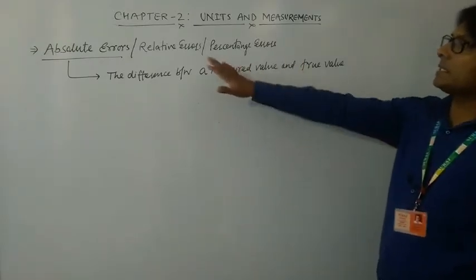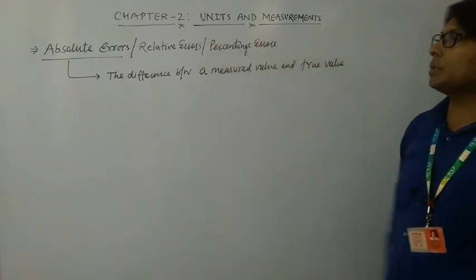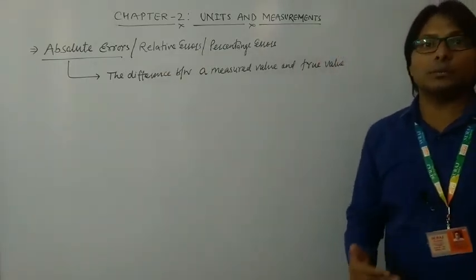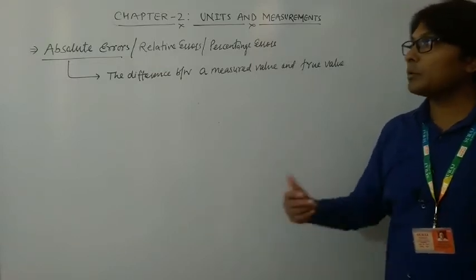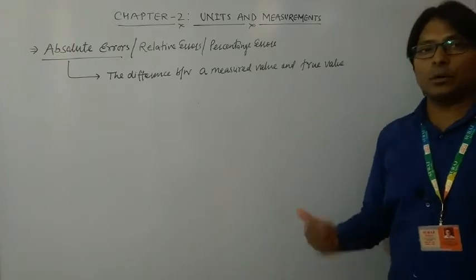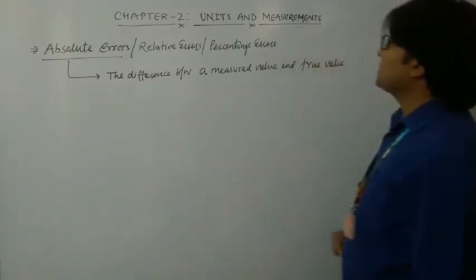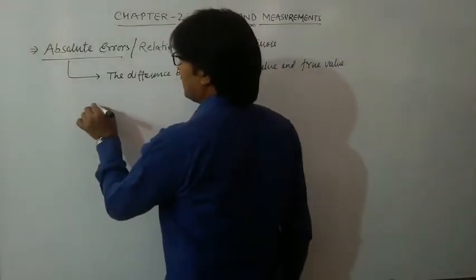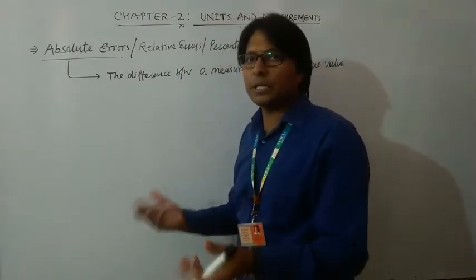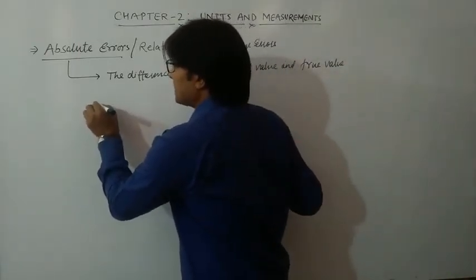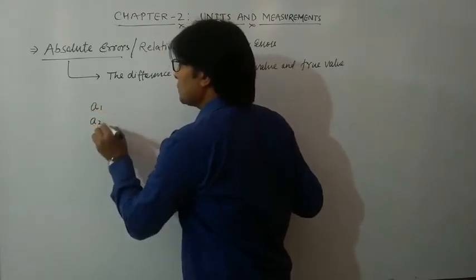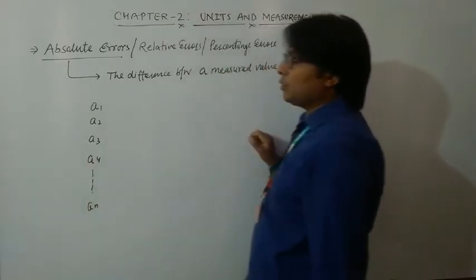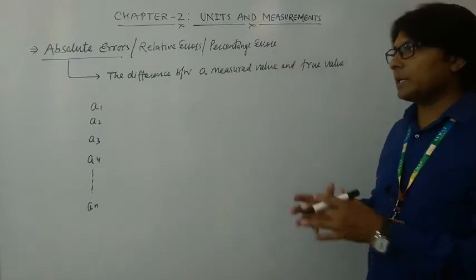We will discuss relative error and percentage error later, using the absolute error, but first we want to focus on absolute error, how it can be calculated, and how many absolute errors we can have in a particular observation. The difference between a measured value and the true value is known as absolute error. Suppose I have taken n readings of a physical quantity with the help of an instrument. These readings are A1, A2, A3, A4 up to An.